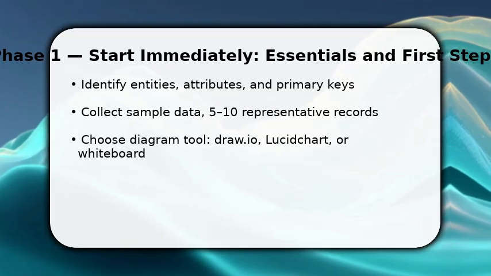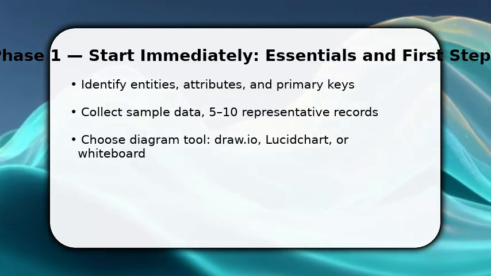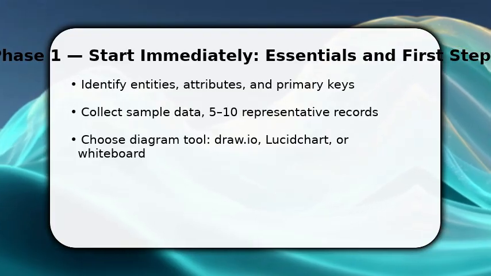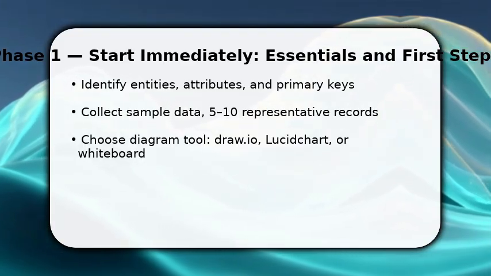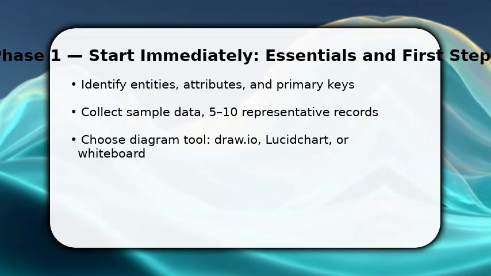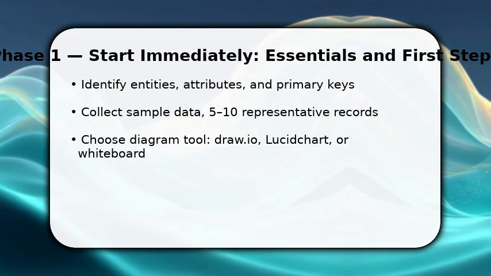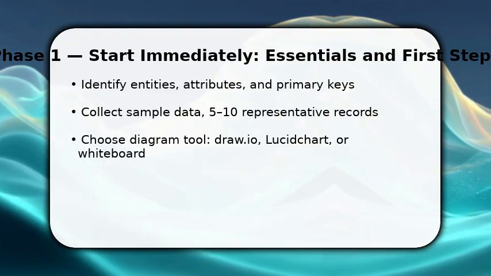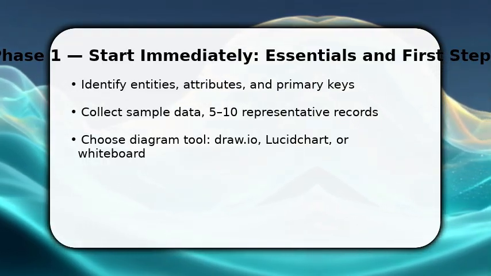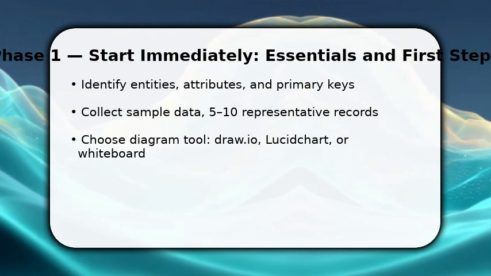Next, sketch each entity as a box and add core attributes, marking the primary key with PK. Make sure to name attributes consistently. This reduces ambiguity later. Start with high-level relationships now, so you can spot missing entities early. Don't pause for perfection. Iterate quickly and move to defining foreign keys.